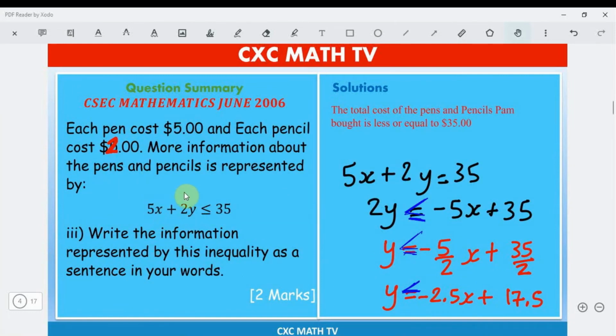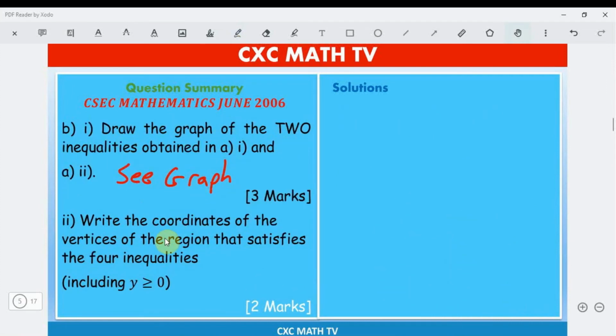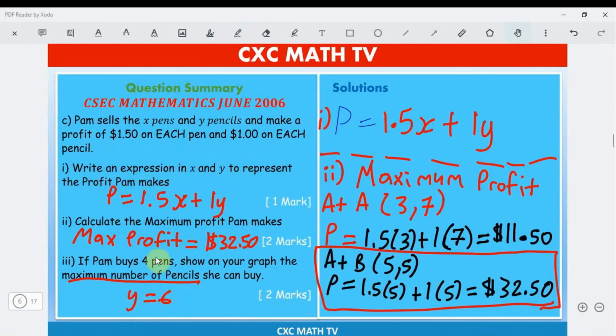When X is 4, look at this. 5 times 4 plus 2 times 6 is going to be less than or equal to 35, because this is 20 plus 12, which is 32, which is true. So notice that the maximum number of pencils you can buy once you buy 4 pens is 6. Alright, so that's your final answer. Really nice.